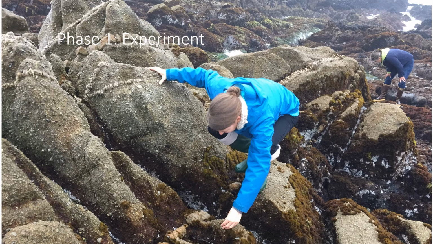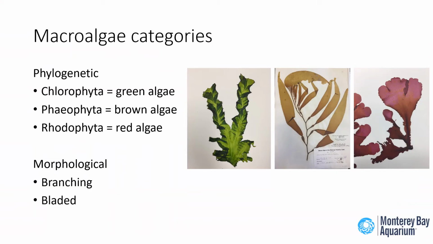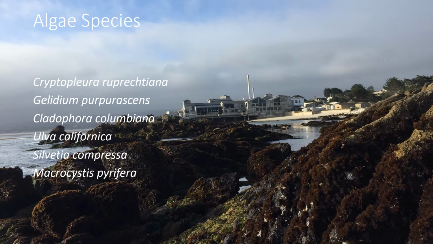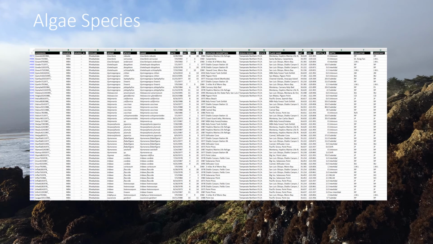So for our phase 1 experiment, we collected seaweed in southern Monterey Bay at low tide. We collected 6 species to get representatives from each of the 3 major taxa categories, green, brown, and red algae, and also to represent morphological categories. So we had a branching red, a branching brown, bladed brown, etc. And we only selected species that were well represented in the historical herbarium. So when we moved on to phase 2, the case study, we would have a long and detailed time series.